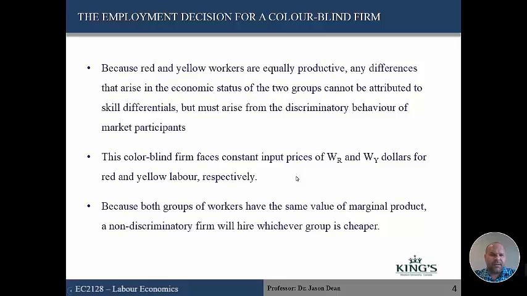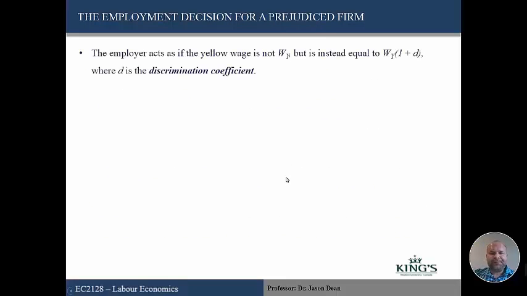And you can probably already see where this is going. The colorblind firm is probably going to make more profit than the other firm because the other firm is being irrational because both workers have the same productivity. Okay, so the employer that's discriminatory acts as if the yellow wage is not really WY, but instead equal to WY times what's called the discrimination coefficient, which is 1 plus D. And actually, sorry, D is the discrimination coefficient. So they're acting as if the wage they're paying is the actual wage times some amount.